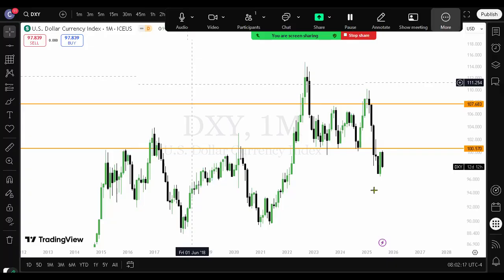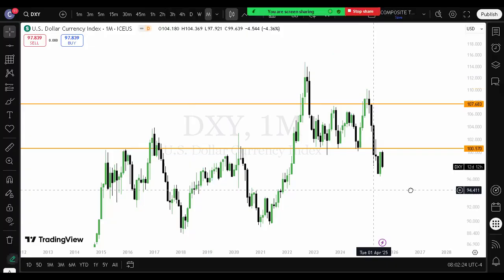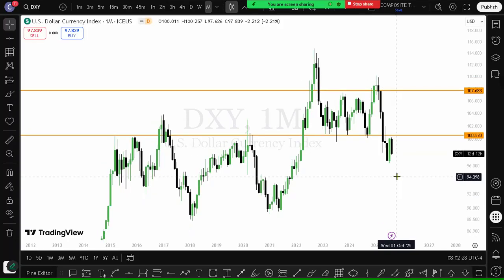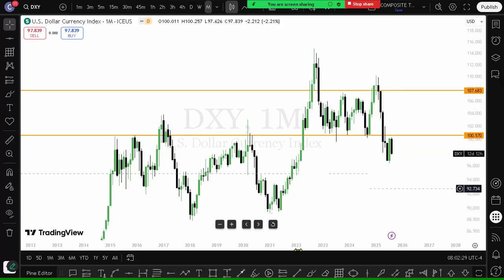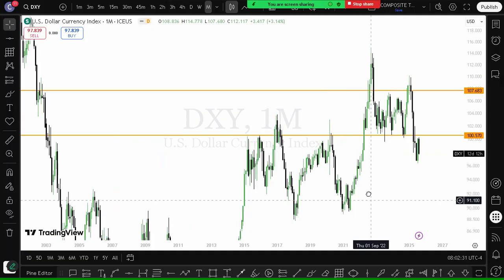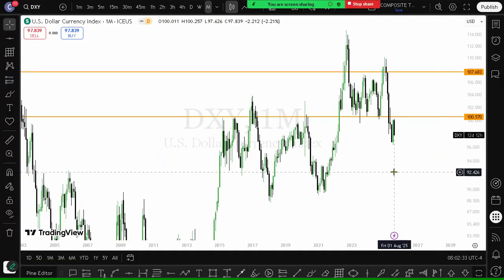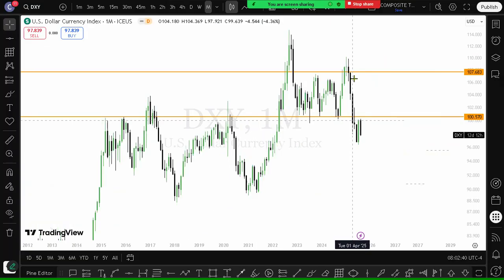Hello guys, so today we're going to look at the DXY, the dollar, and see what we are likely to get in the coming days, maybe this week. So on the dollar, first of all, it's trading below the range, which I'll call a discount level according to us, where it is.